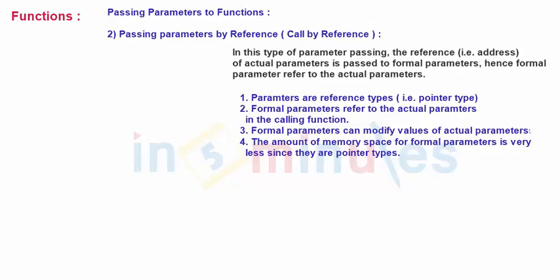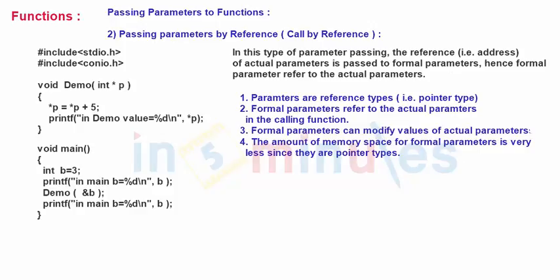Now let's see an example to understand this. Here in this example we can see that there is a function demo having int star p as a parameter. It means it's a pointer type of parameter, that is reference type of parameter. You can see the first point. Then while calling a function, we are passing the address, that is reference of variable b, from main to the function. So there's a main part that is passing reference to the function.